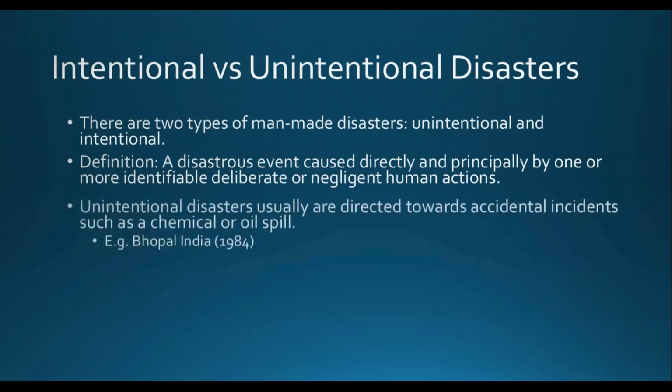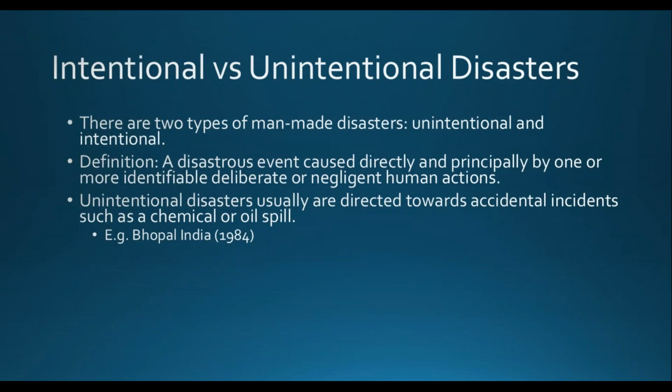Just to give you an example of an unintentional disaster, right? These are usually accidental incidents such as a chemical or an oil spill. A particular example might be Bhopal in India in 1984, which is still considered to be the world's worst industrial disaster. Between the 2nd and 3rd of December 1984, at a pesticide plant in Bhopal in Madhya Pradesh run by Union Carbide India Limited, an American company, a gas cloud was released due to the company ignoring safety concerns and not going about their responsibilities at the plant properly.